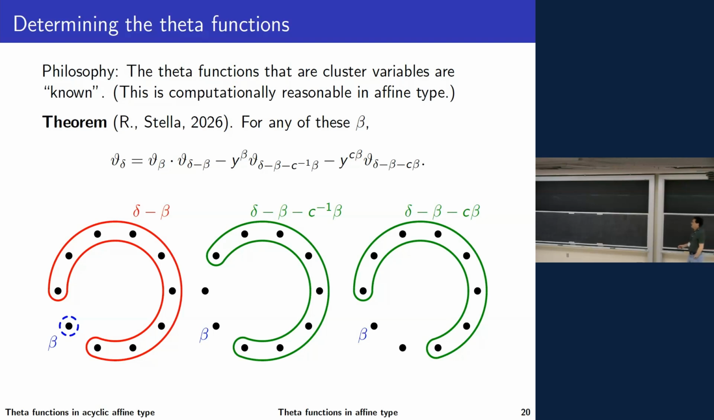And so what this is saying in that case is, okay, I've got beta, which is one of these single, basically simple root kind of things. Delta minus beta is the sum of everything else. And if I want to find out what the theta function of delta is, I just need to multiply these two together and then subtract this one and that one, and there's the y.